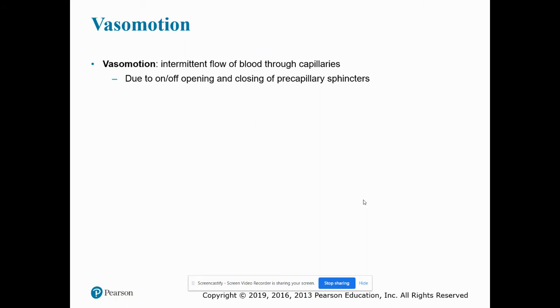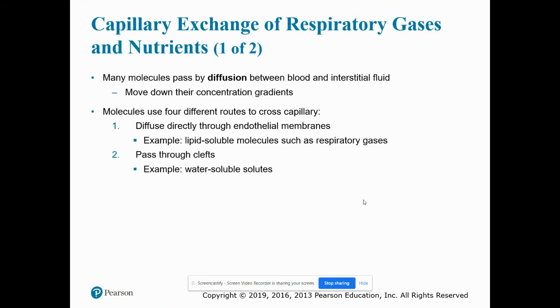Vasomotion is intermittent flow of blood through capillaries, and this is just due to the on and off closing and opening of precapillary sphincters. Remember those little cuffs of smooth muscle we talked about that clamp down and make it to where they act like valves?